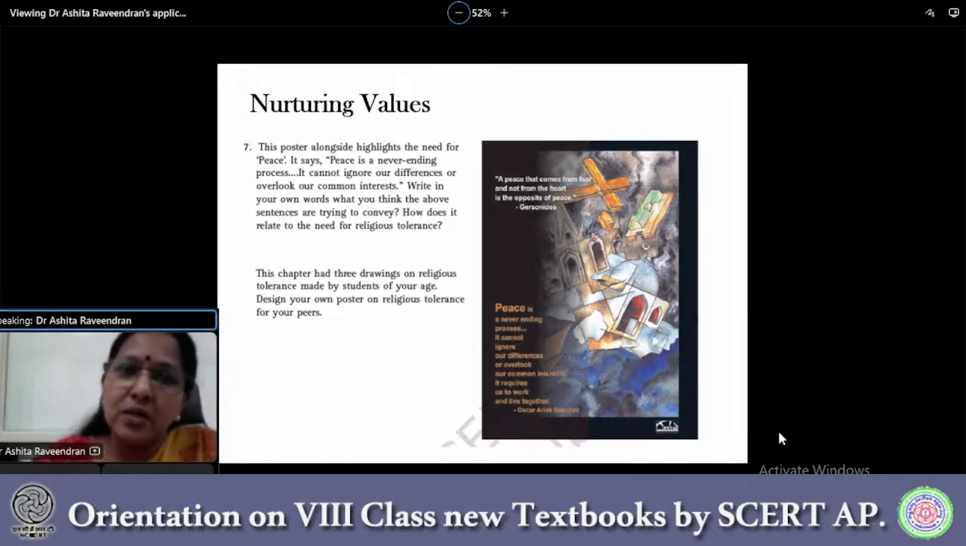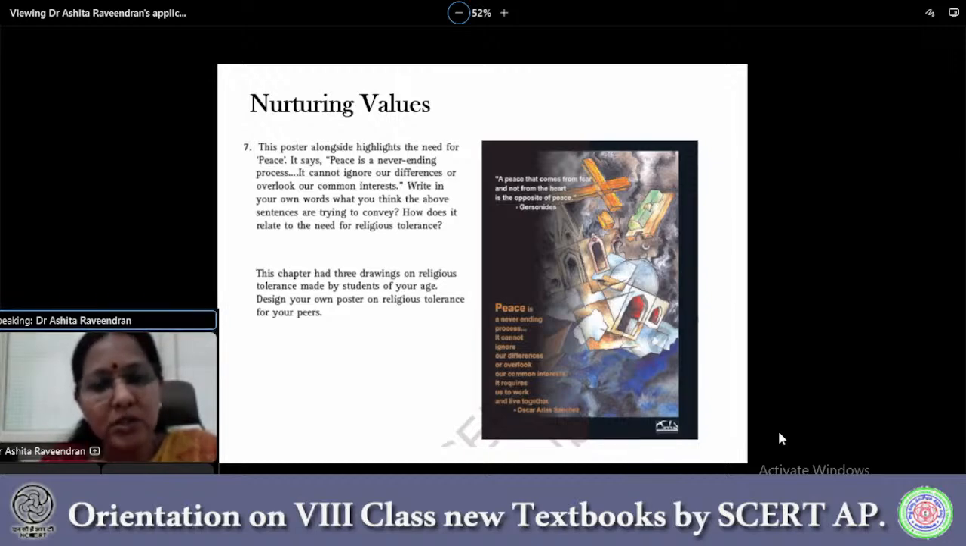Okay. Coming to the nurturing of values. We have many examples, many activities, many pictures or posters given in the textbook, so that we will be able to nurture the values within our children. Here, if you take one example, there is a poster which says peace is a never-ending process. It cannot ignore our differences or overlook our common interests. It requires us to work and live together.